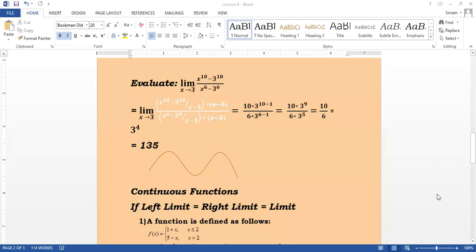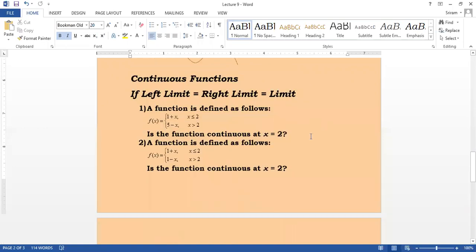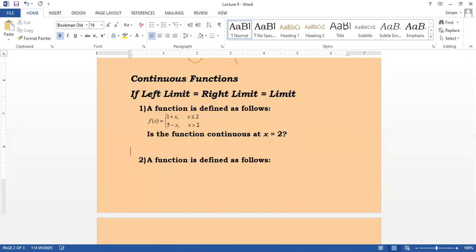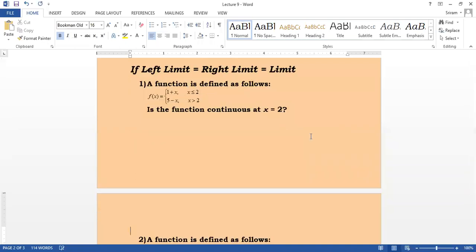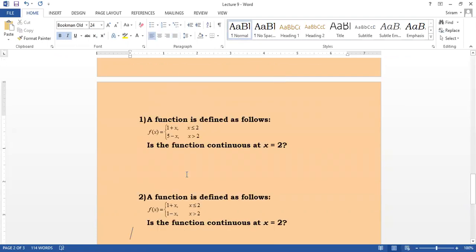See, the basic principle for a continuous function is that the left limit and the right limit should be equal to the limit. For example, I have a sample problem. A function is defined as follows.